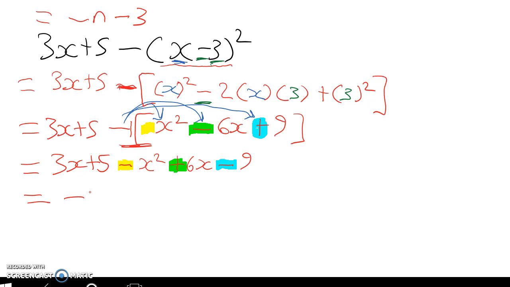Then I collect like terms, so there's no other x squareds. There are two x's, so I need to collect those terms, so that becomes 9x. And I've got a plus 5 and a -9, so that becomes -4. So that is all finished.